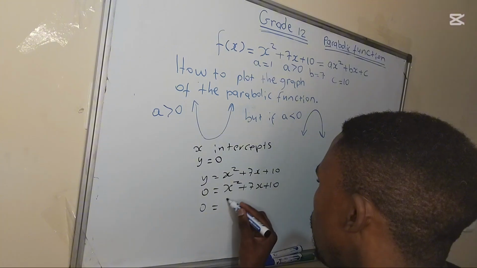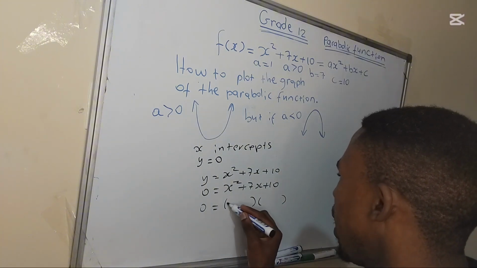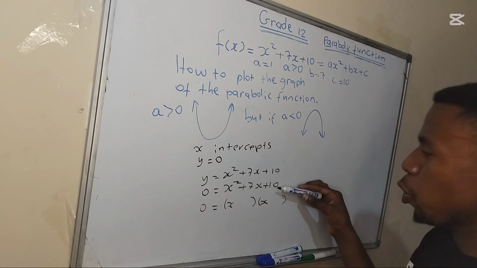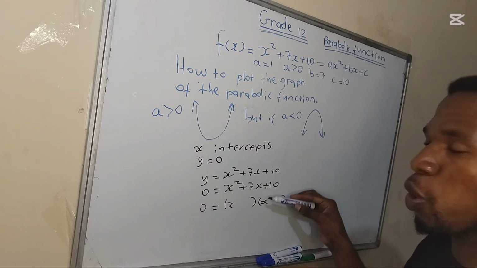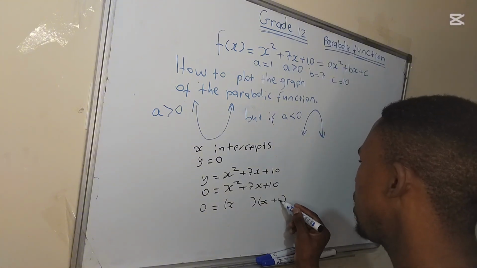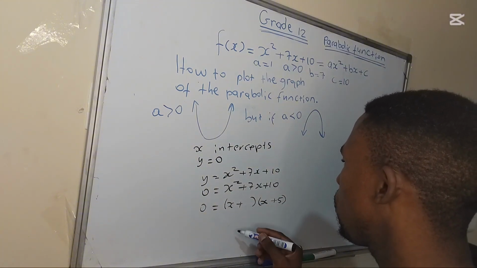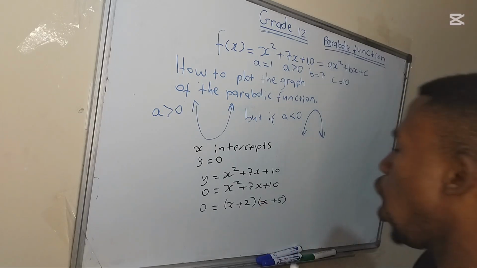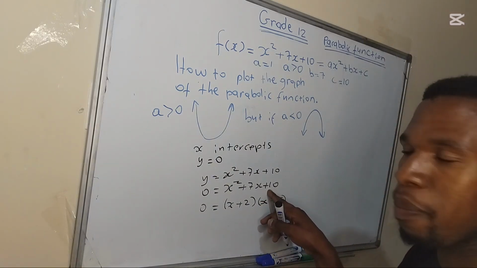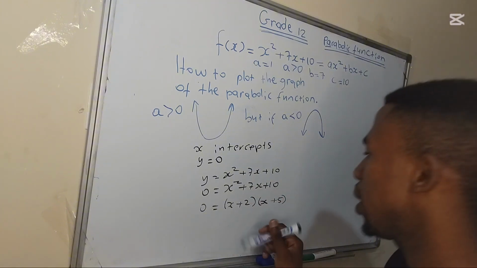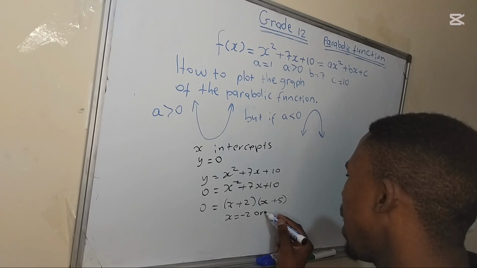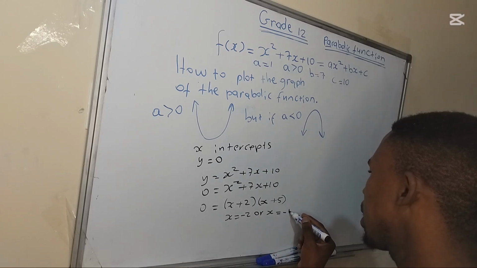So we have, let's open our brackets. We have x, we also have x. Which factors of 10 when you multiply will give you 10, but when you add, they will give you 7? It's positive 5 and also positive 2. When you multiply them, they will give you 10, but when you add them, they will give you 7. Therefore, our x is equal to minus 2, or our x is equal to minus 5.